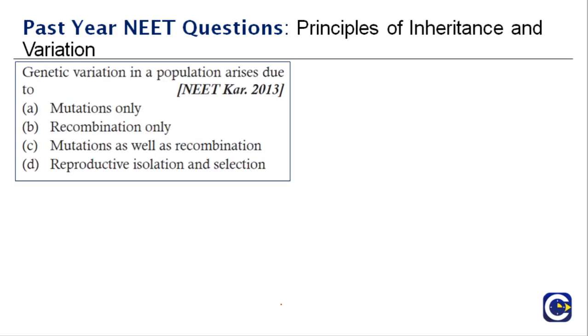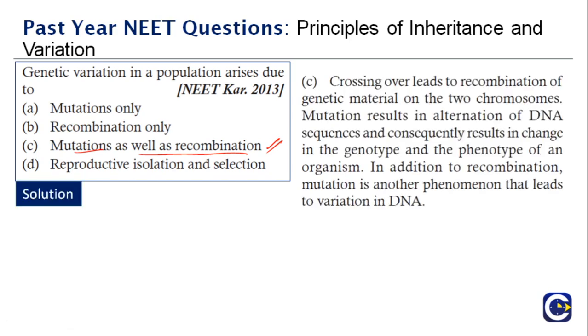Genetic variation in a population arises due to: mutations only, recombinations only, mutations as well as recombination, reproductive isolation and selection. So the correct answer here is mutations as well as recombination. Previously there was a question where we saw in part 1 it was recombination, but it is mutation as well, because there is always mutation. You are similar to your parents but yet different. Why? Because there were mutations that took place.